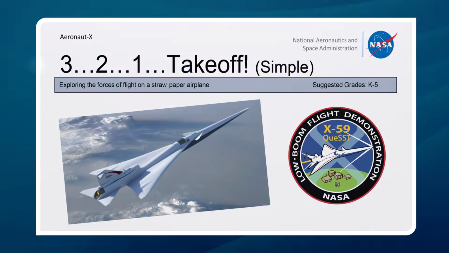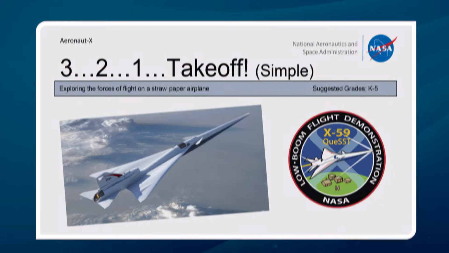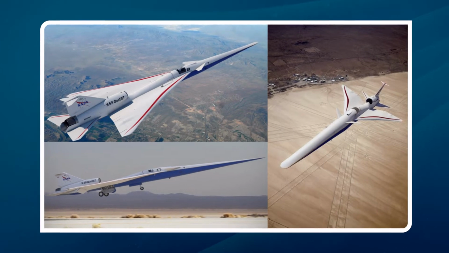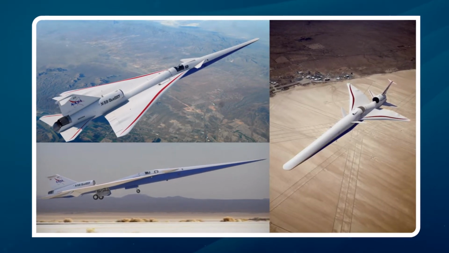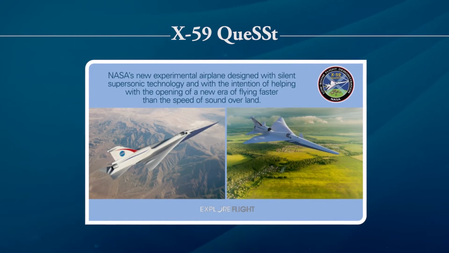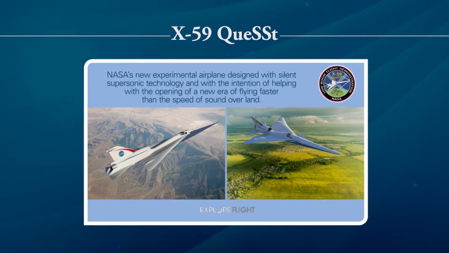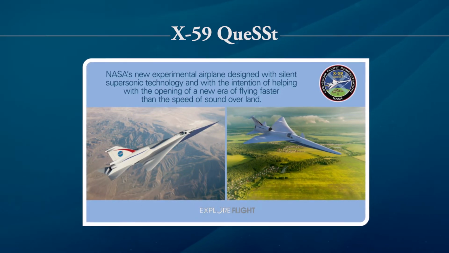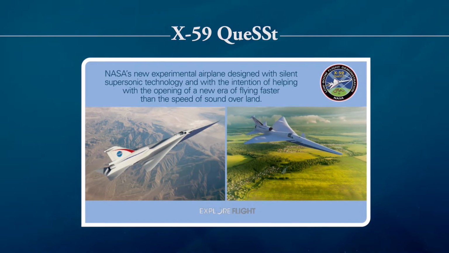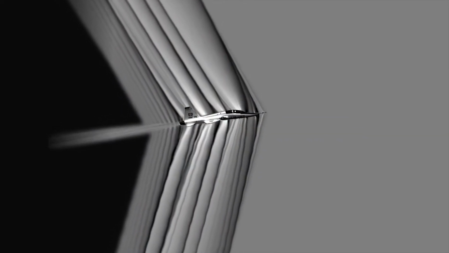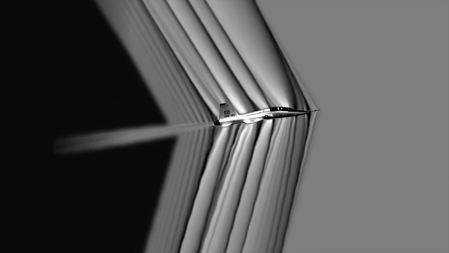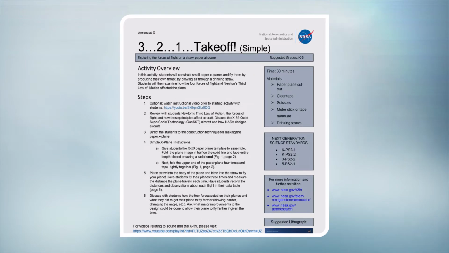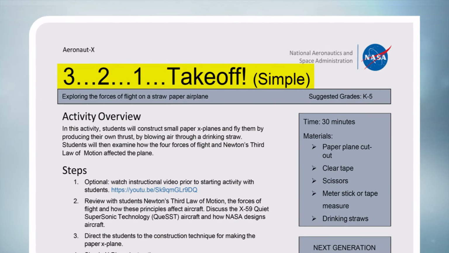In this activity, we will focus on the creation of a paper airplane that represents the X-59, one of NASA's X-planes that demonstrates silent supersonic technologies. This X-plane is being built, and once completed, NASA will use it to conduct research on the reduction of the sonic boom produced by this supersonic flight. We will focus on the activity called 3, 2, 1, Takeoff, simple version.